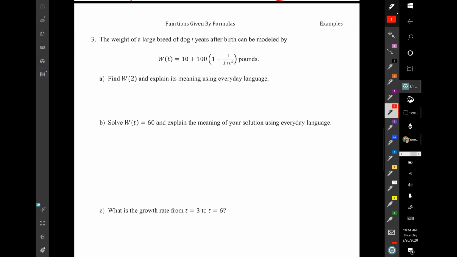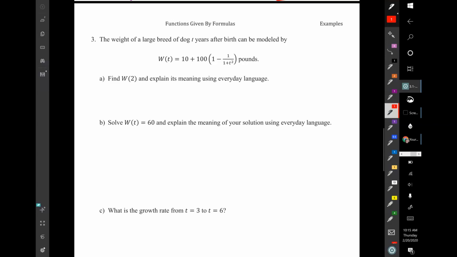I think you can try it without a calculator, just see if you can get that down, but you can check with one. So I want you to try that. Just plug the 2 into the function here for t and see what happens and how you would interpret that in a sentence. And then B is you're going to set the function here equal to 60 and you're going to solve just like we did a moment ago. It's going to be a little tricky one to solve, so I'll definitely come back and go through that with you. And then C is what is the growth rate from t equals 3 to t equals 6.